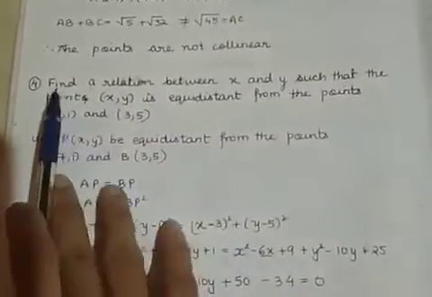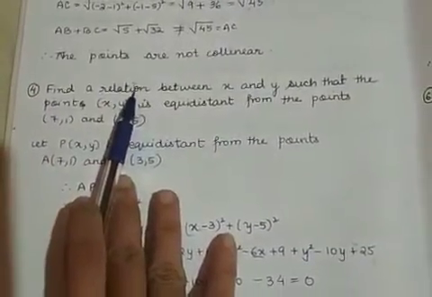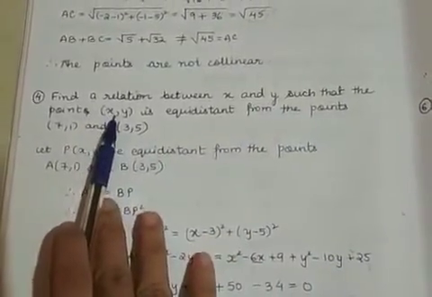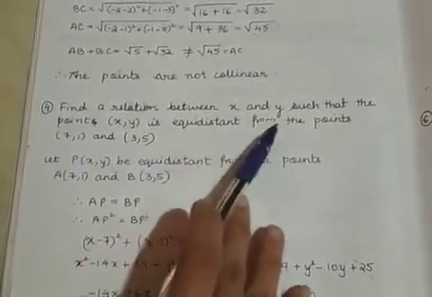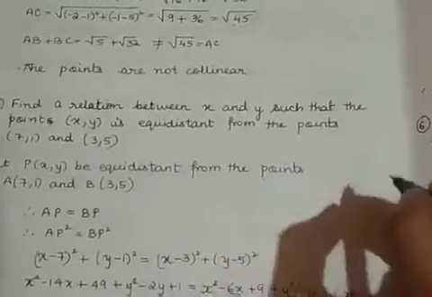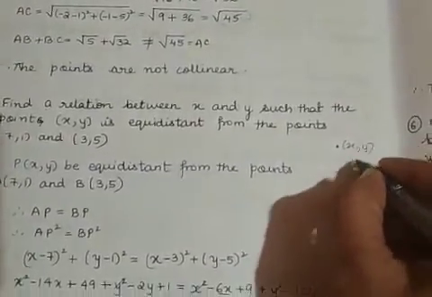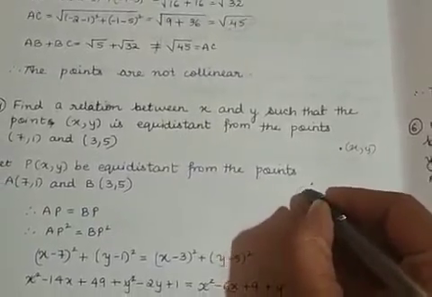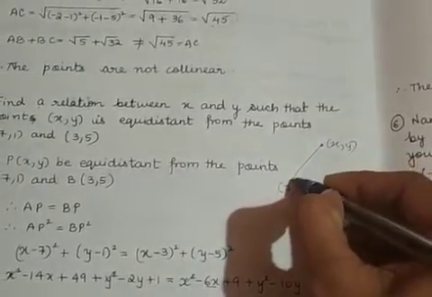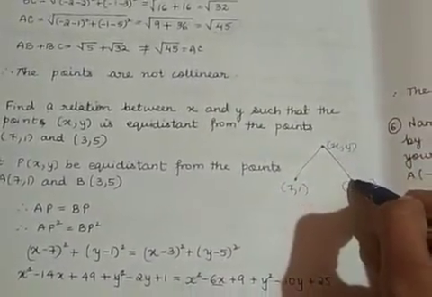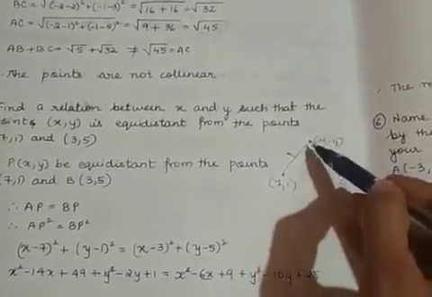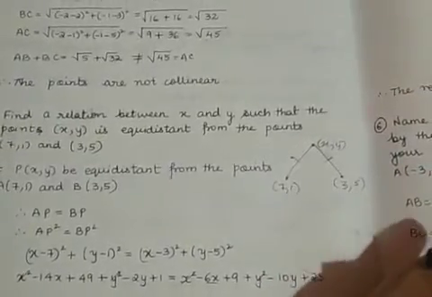Now we will see another example. Find a relation between x and y such that the point (x, y) is equidistant from the points (7, 1) and (3, 5). Okay. So you have a point (x, y) here which is equidistant from the points (7, 1) and (3, 5). Means what? The distance of this point from this and the distance of this point from this, they are the same. So this distance is equal to this distance. Okay. So using that, you have to find a relation between x and y.